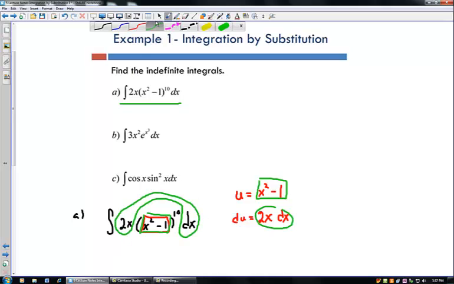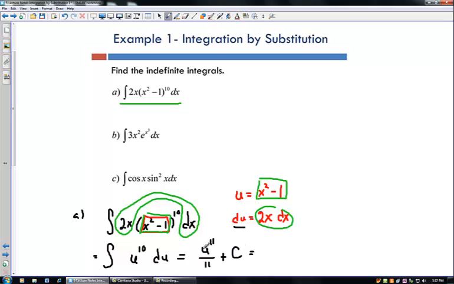And so what is it going to equal? It's going to equal the integral. And so this rectangle is u, so I have u to the 10th. And then 2x dx is just du, so I'll replace that with du. And now I can integrate this because this is a power function, u to the 10th. And I know for a power function you add 1, so u to the 11 divided by 11 plus c.